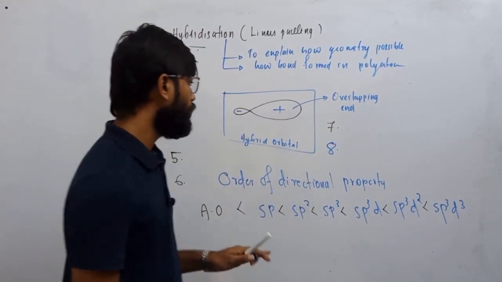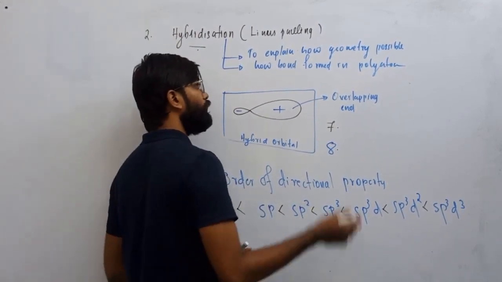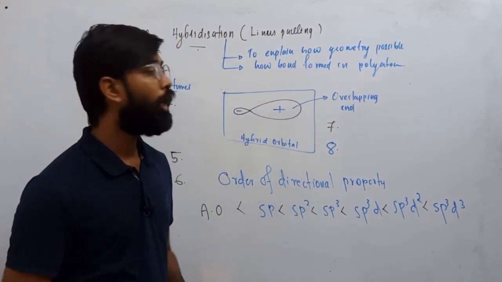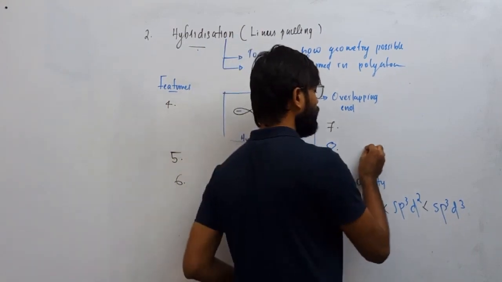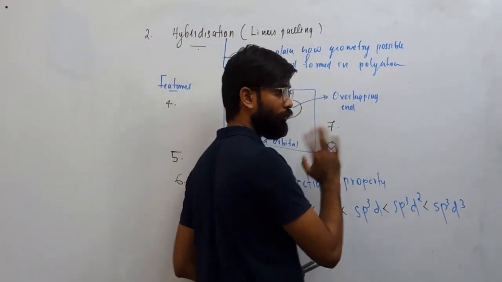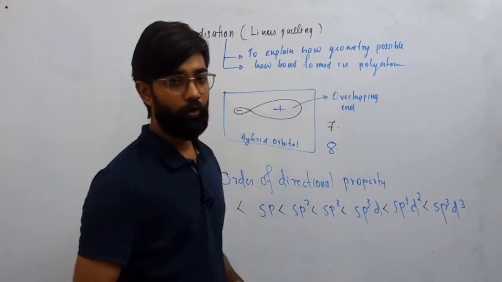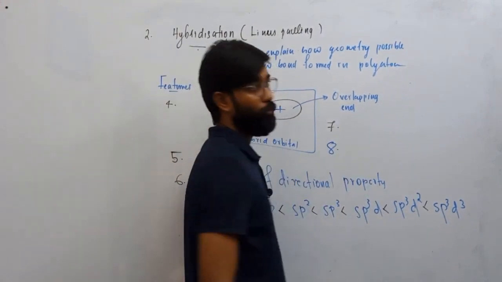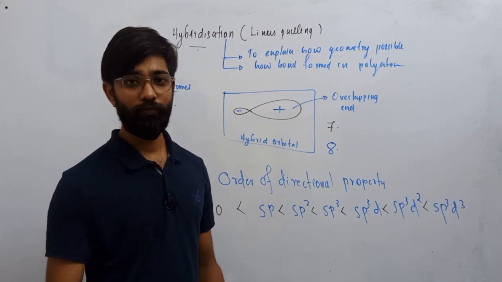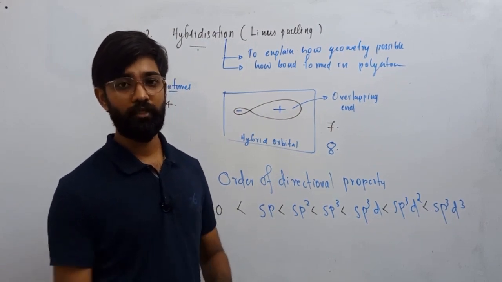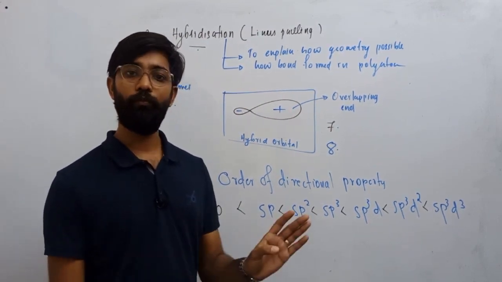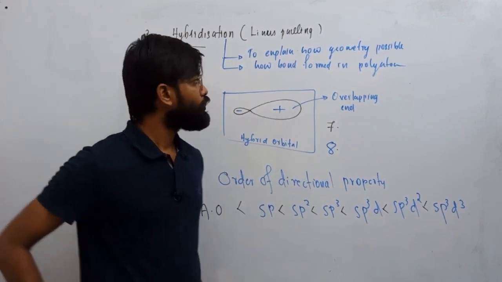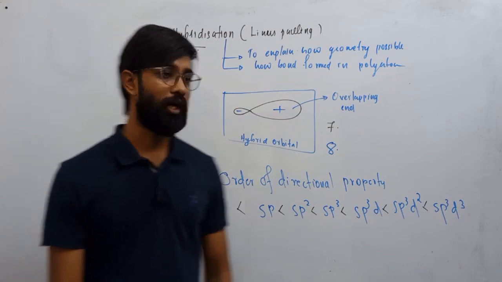Last point: overlapping involving hybrid orbitals. Hybrid orbitals are ready for overlapping, right? Overlapping involving hybrid orbitals can only form sigma bonds. So if there is overlapping involving hybrid orbitals, the bond formed will be a sigma bond, no doubt. These are the different features of hybridization.